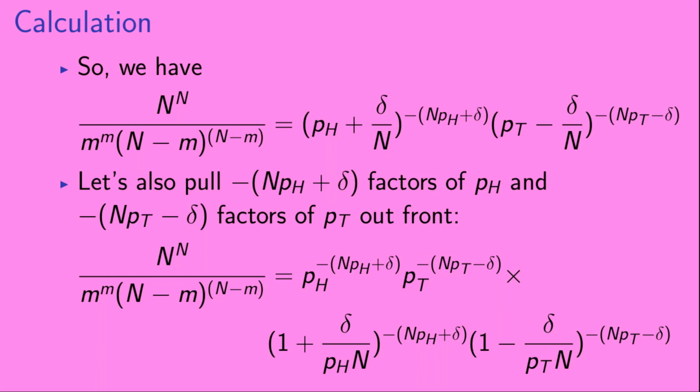This gives us that n^n over m^m (n−m)^(n−m) equals ph^(−n(ph+δ)) pt^(−n(pt−δ)), times (1 + δ over ph n)^(−n(ph+δ)) times (1 − δ over pt n)^(−n(pt−δ)).